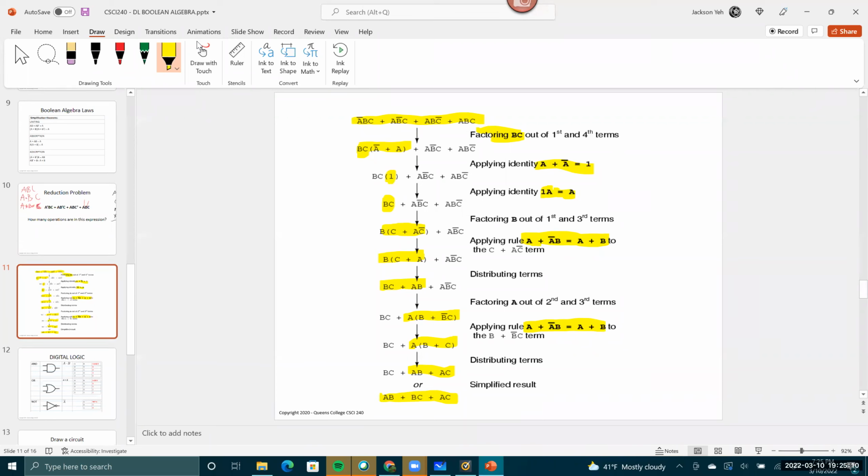5, exactly. So we went from 14 down to 5. It's almost 1/3 the number of operations. We'll get the same result. So this is sort of like optimizing the problem.